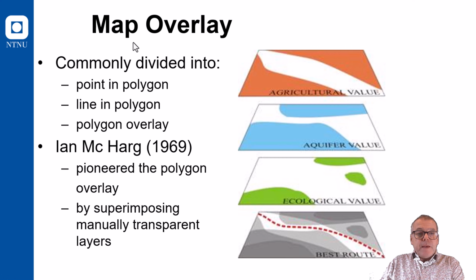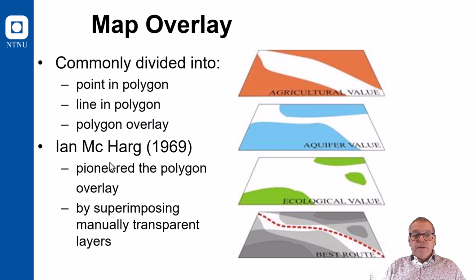Map overlay. In many textbooks you will be referred to Ian McHarg. He pioneered what is called the polygon overlay. And polygon overlay is one of three commonly used divisions of overlay. In many GIS textbooks there is a division between point in polygon, line in polygon and polygon overlay, referring to the three geometric types you have for vector data.